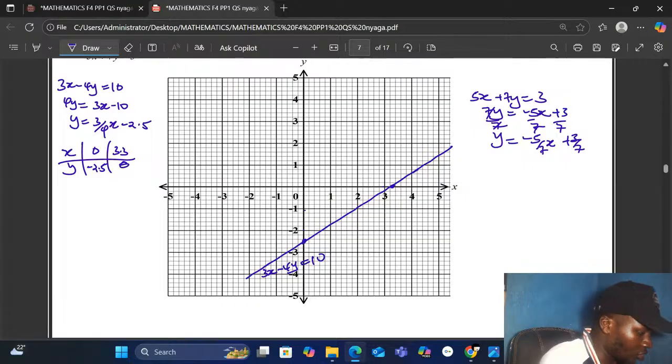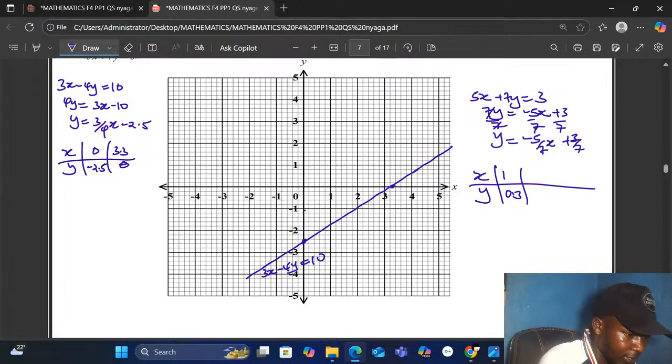Now we can take 2 to 3 points for us to have something accurate. So we have x, y. So when x is 1, y will be 0.3. Simply take x, replace x with 1. Then when x is 0.6, y becomes 0. And when x is negative 2, y becomes 1.9.